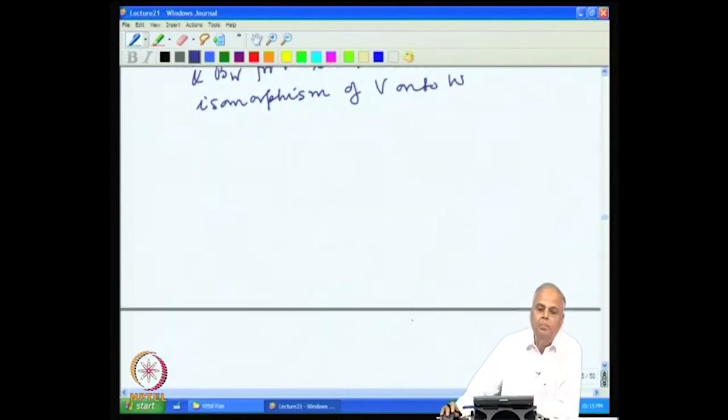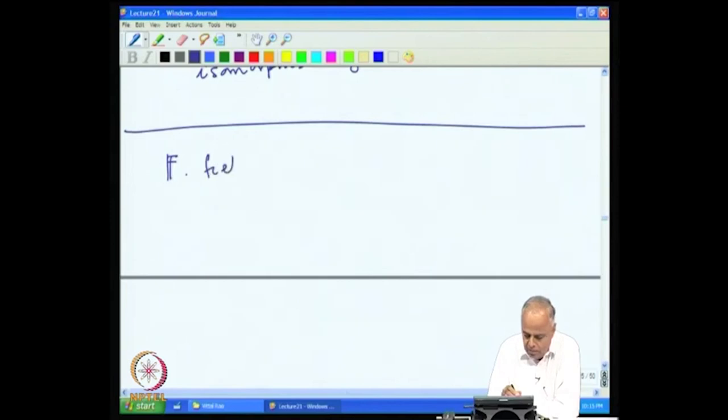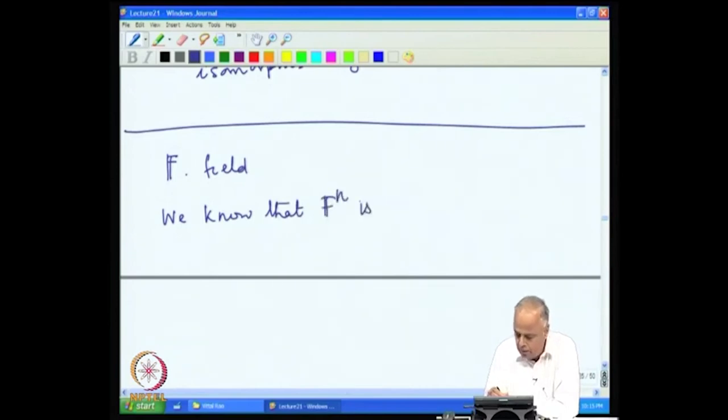So, what does this all imply then? This all implies the following. Suppose we have a field F. Do we know at least one n dimensional vector space over F? We already know, namely F^n, where you write the n components with the n coordinates coming from F. So, we know that F^n is an n dimensional vector space over F.